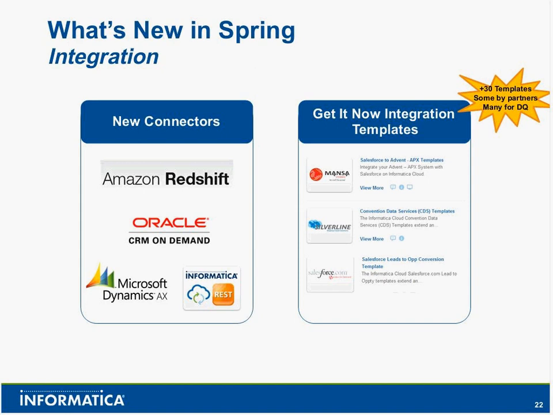So two areas we want to remind you of. Krupa mentioned some of the connectivity options. We have new connectors with this release for Amazon Redshift. This is a really interesting innovation coming up from Amazon, where increasingly customers are looking to move more and more data warehousing to the cloud, and we have a pre-release connector available for Amazon Redshift.